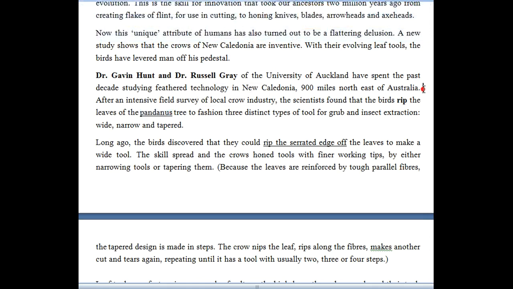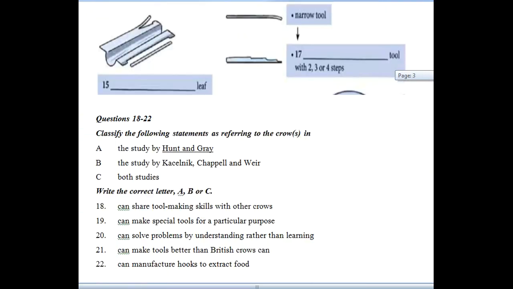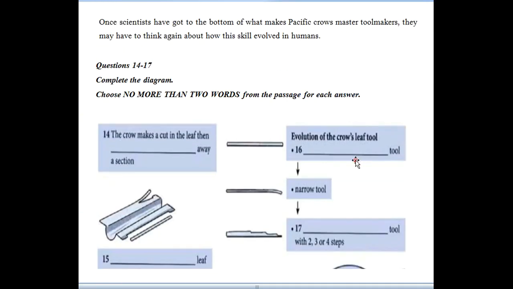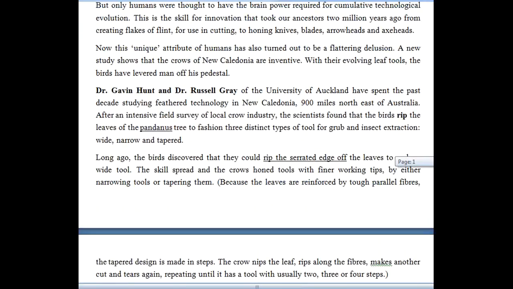Okay, let's come back to the next question. He's saying evolution of the crow's leaf tool, and I've told you these figures are equally important. You can see there are some differences between these figures. So evolution of the crow's leaf tool, dash tool, and see the sign. At first it was dash tool, then it becomes narrow tool, and that becomes it. So there are 2-3 steps they're talking about. Okay, steps, 2-3 steps. Let's see, where is it?